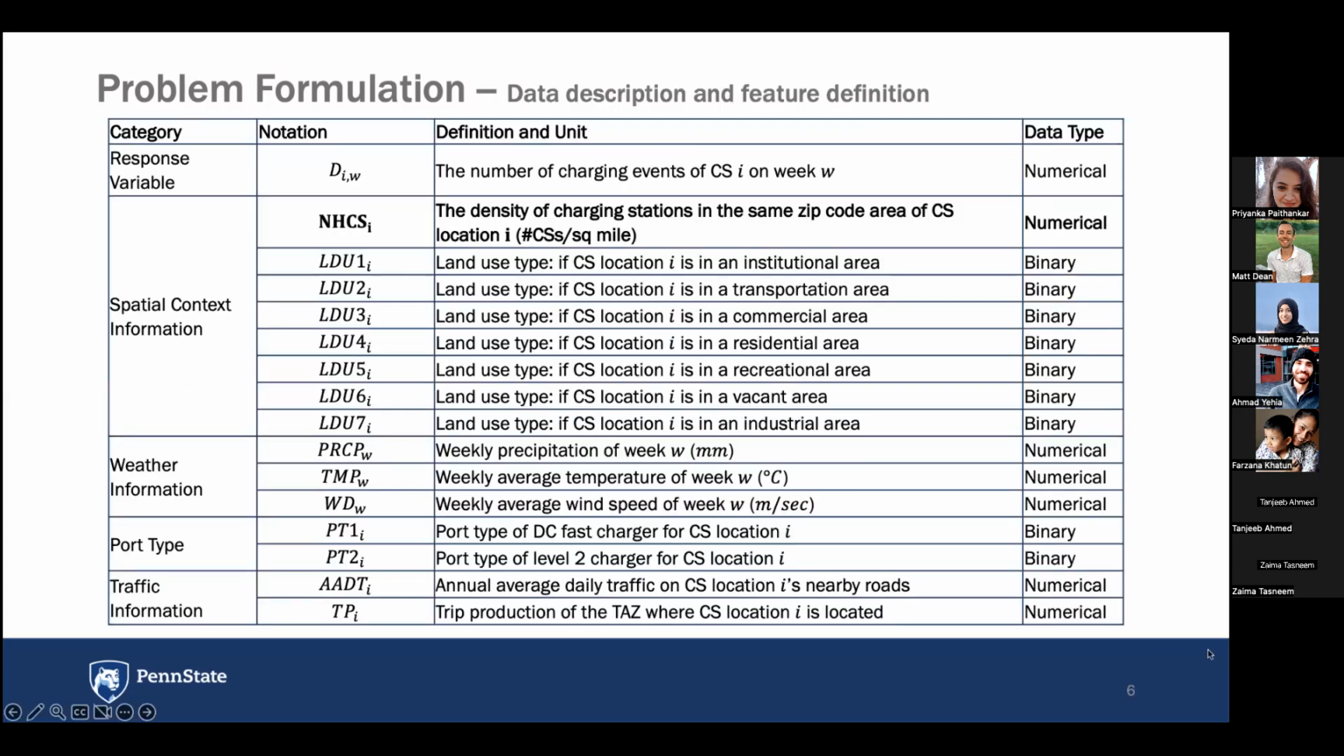In the stage 1 ensemble learning model, the target variable is the number of charging events of charging station i in week w. So we have a total of 15 input features covering spatial context information, weather information, port type, and traffic information. Of the 15 features, there is NHCS, which is the density of charging stations in the same zip code area of charging station location i, measured by the number of charging stations per square mile.